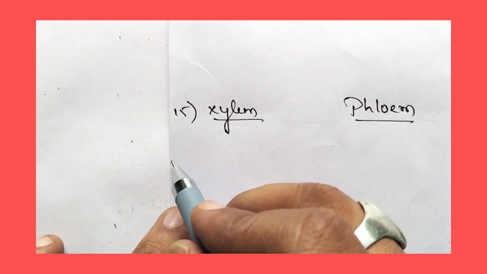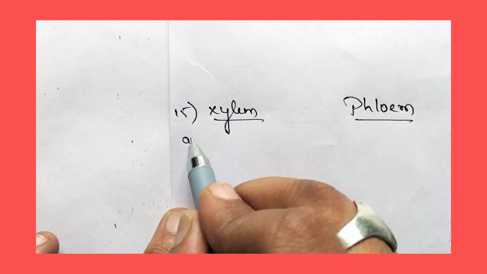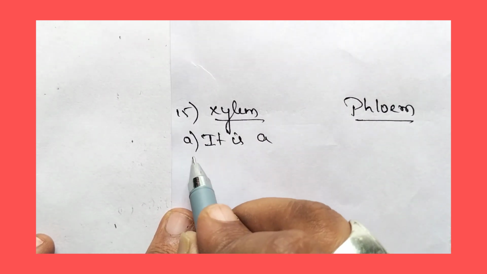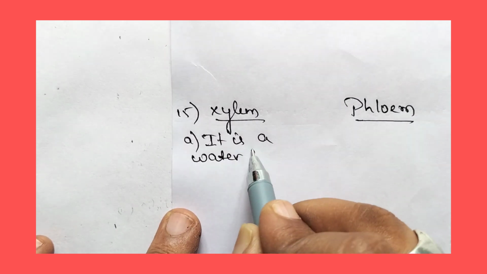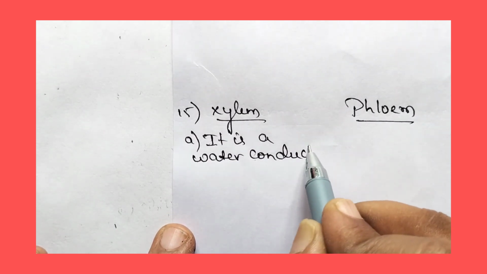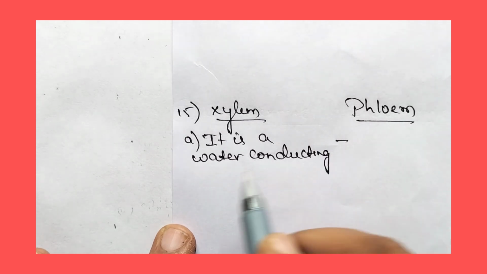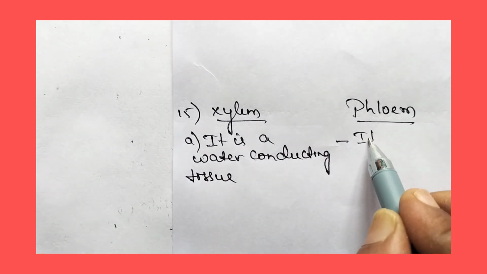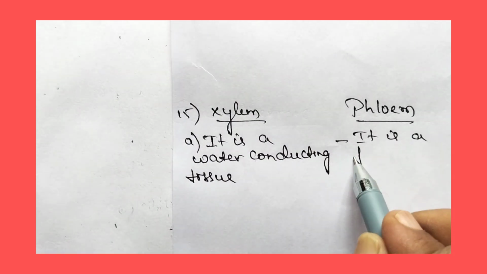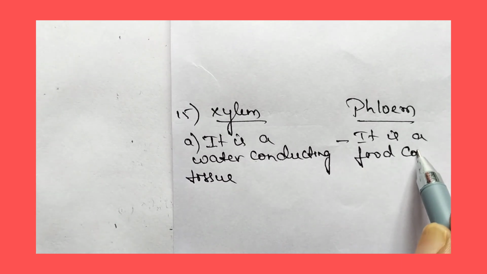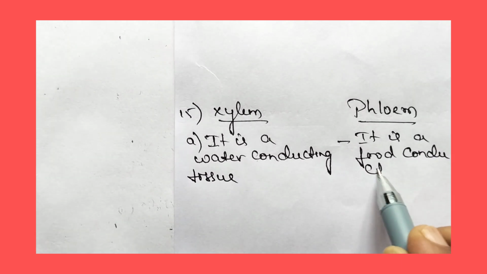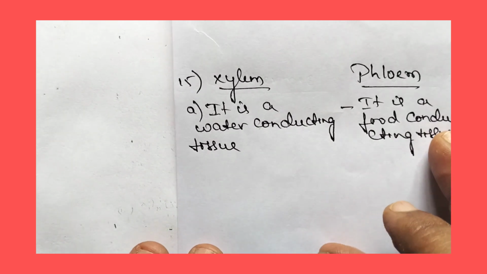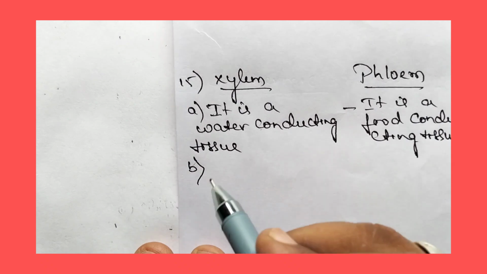What are the differences between xylem and phloem? The first difference is that xylem is a water conducting tissue. Phloem is a food conducting tissue. This is the first difference between xylem and phloem.